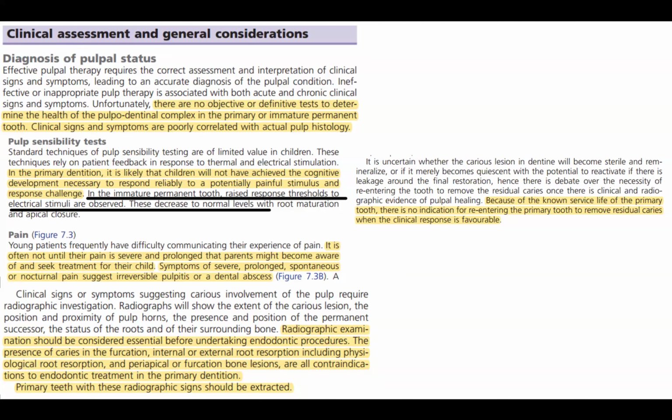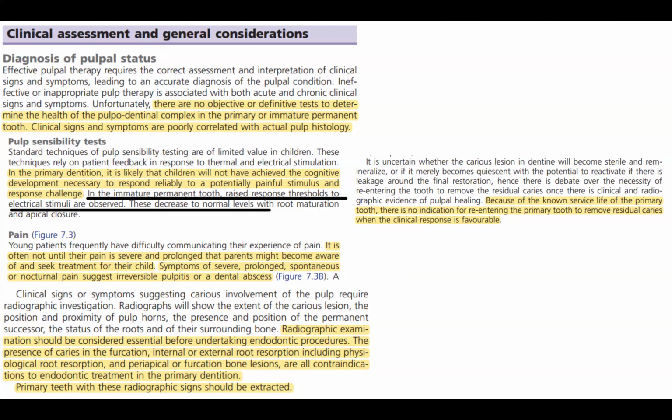This is my main takeaway from this slide. Okay, you'll often get these questions where they show you x-rays, primary teeth with furcation radiolucencies, or even physiological root resorption is happening. Don't do root canals in them. Don't attempt it. Okay.